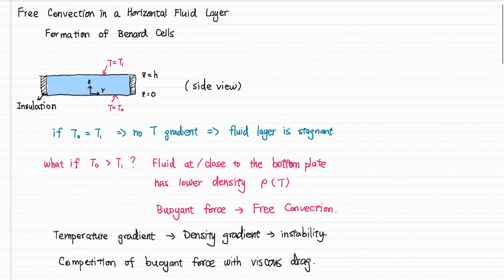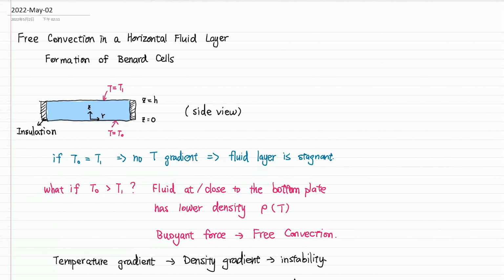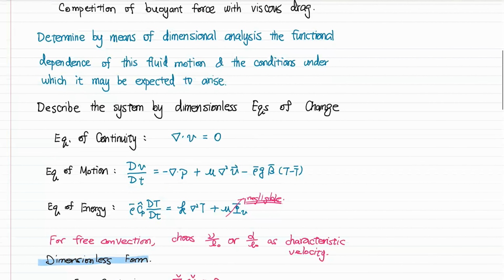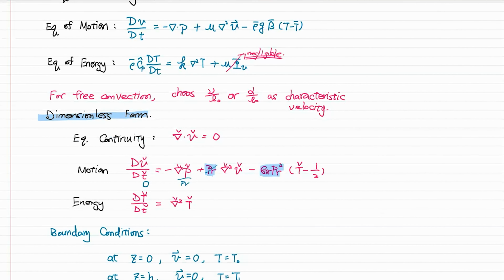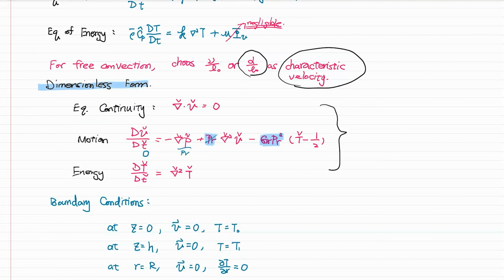And the problem here is very simple: for a stagnant liquid layer, if you have a temperature gradient across that layer, will you have free convection or not? By using the dimensional analysis technique, we have come to the following. After doing the dimensionless analysis for free convection, we chose alpha over L naught as our characteristic velocity. Then we get the bottom three dimensionless forms of the equations of change.